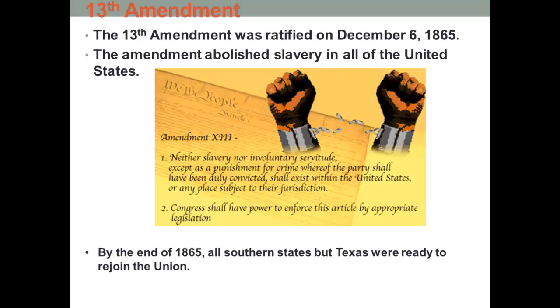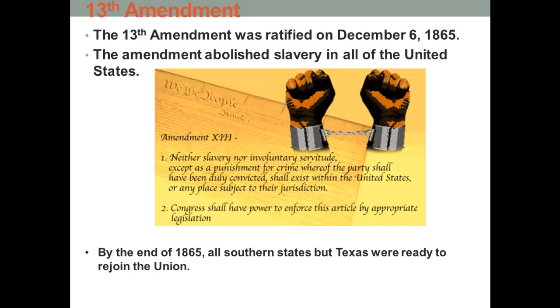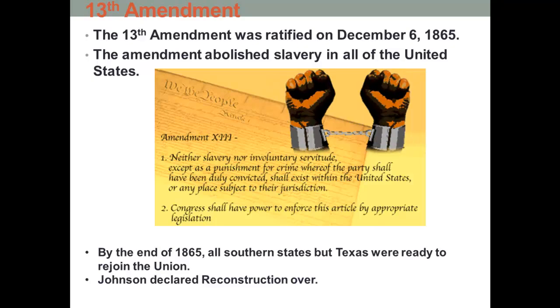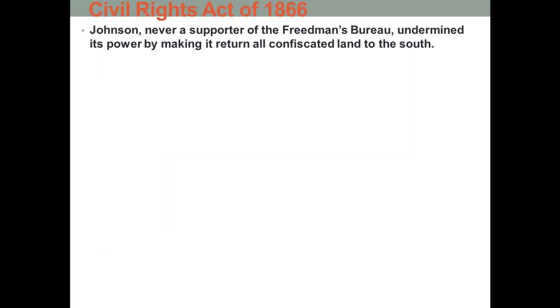By the end of 1865, most Southern states except Texas were ready to rejoin the Union under Johnson's plan, and Johnson then declared that Reconstruction was over. Unfortunately, he did all this without congressional approval. In addition to his Reconstruction plan, Johnson, never a supporter of the Freedmen's Bureau, undermined its power by making it return all that confiscated land to the South. That meant there was no land to give to the freedmen.